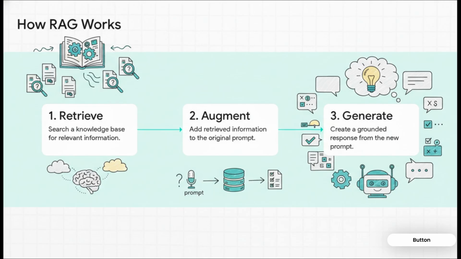Second, it augments your original question by adding this new factual context right into the prompt. And finally, the model generates its answer based on this much richer, grounded prompt. See? It's not guessing anymore. It's using the specific facts you just handed it.